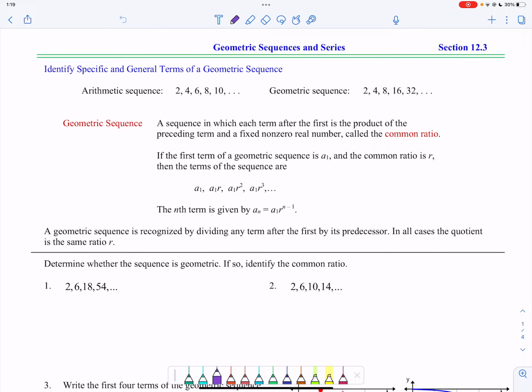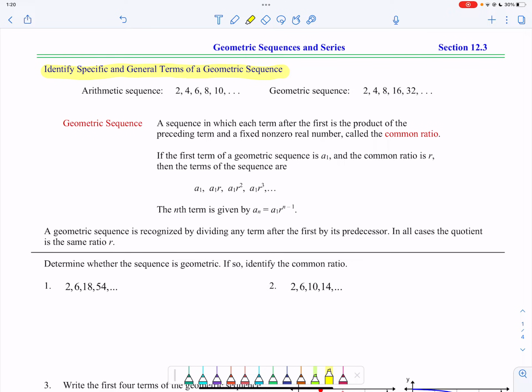This is section 12.3, geometric sequences and series. We're going to begin with talking about what a geometric sequence is, and then we will be identifying specific and general terms of the geometric sequence.